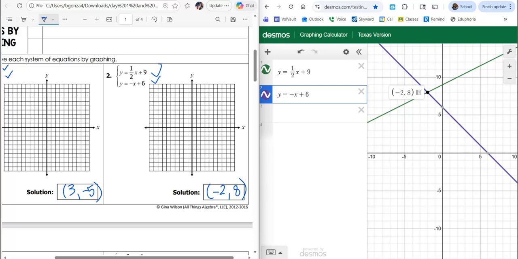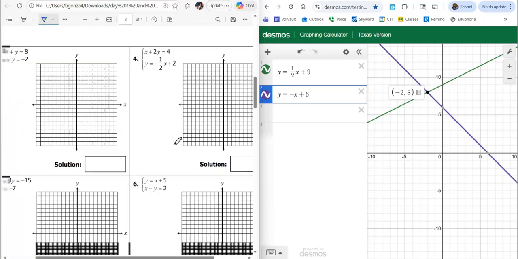All right. So here's where it gets more confusing. When you flip it over, has everyone got 1 and 2 down? Okay. If they're y equals, you just type it in, you get the answer where they cross.